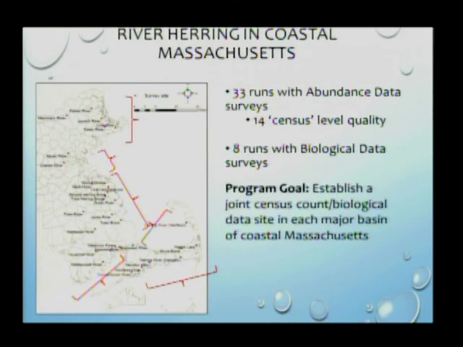And our internal program goal is to establish a high accuracy count with biological data in each major basin of coastal Massachusetts. So we broke that into the North Shore, Boston Harbor, South Shore, Cape Cod Bay, Nantucket Sound, and Buzzards Bay.